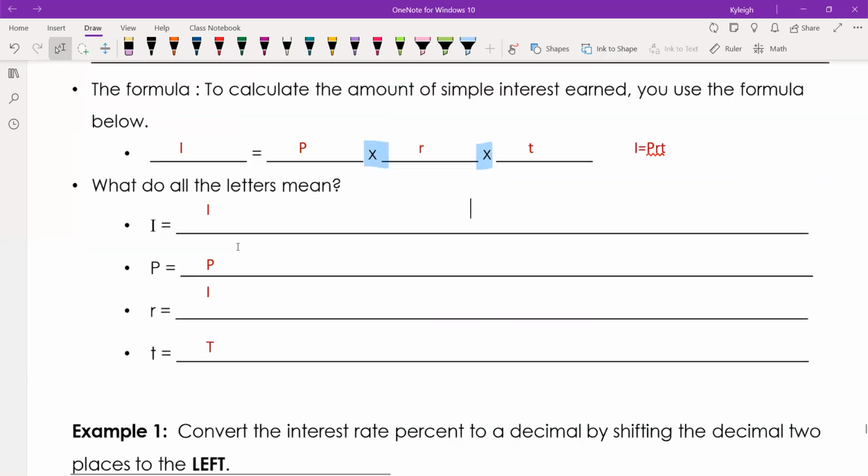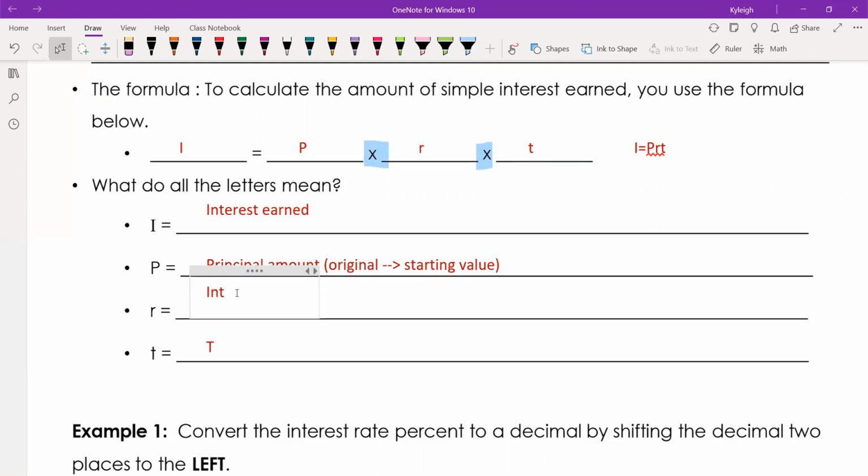Okay, so what do all the letters mean? I is interest earned. So that's most of the time what we're going to find out. P is principal. We talked about that in what simple interest is, the principal amount. What that really means is that's the original or the starting value. So that's how much you borrowed if we talk about loans, or how much you put into the bank account if we're talking about bank accounts.